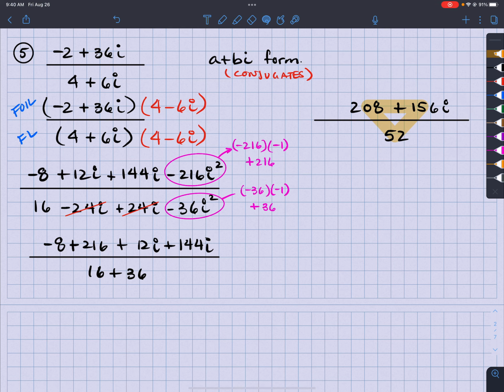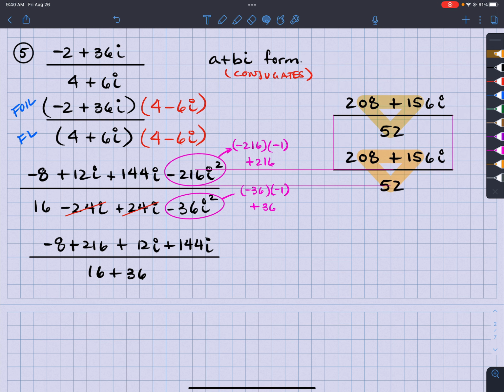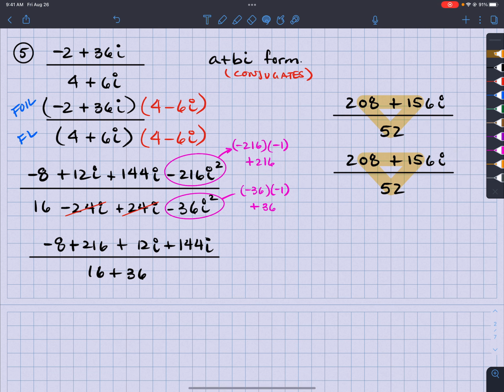Guess what it is? Actually, let me do this first. Shrink that fraction. What goes into all three is 52. 52 goes into 52 once, goes into 208 4 times, and goes into 156 3 times. So my end result is going to be, now the denominator is 1, so I don't really need that anymore, so I'm going to have a 4 plus 3i. And that, ladies and gentlemen, is going to be choice B. And there we go.